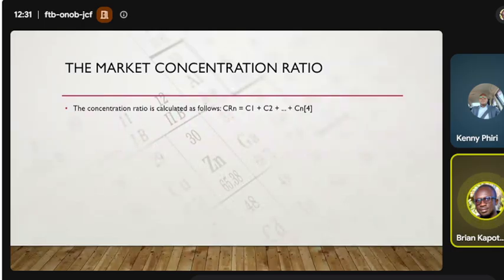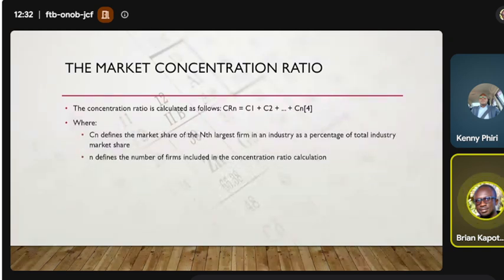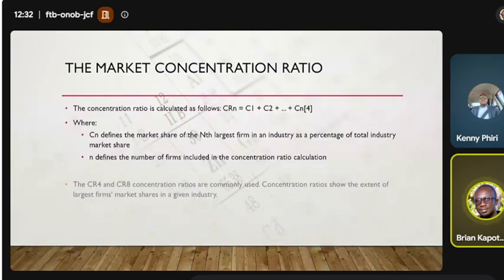Okay, so now we move to another ratio, which is the market concentration ratio. The market concentration ratio is calculated as follows. What you're seeing on the slide, the concentration ratio, the CRn in this formula, we're looking at the market share of the nth largest firm in an industry as a percentage of the total industry market share. And then the n defines the number of firms included in the concentration ratio calculation.